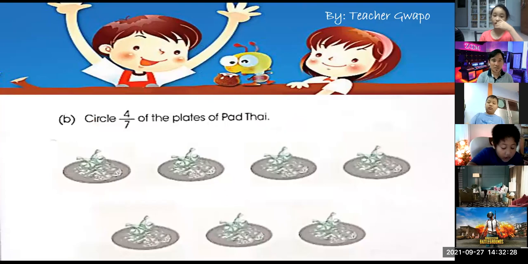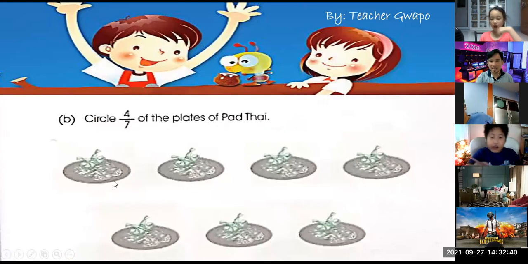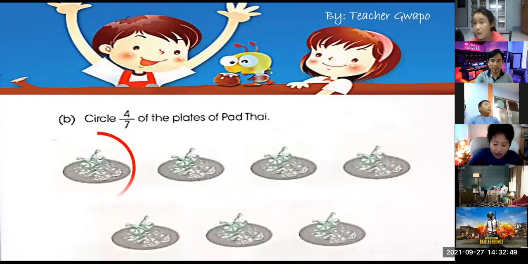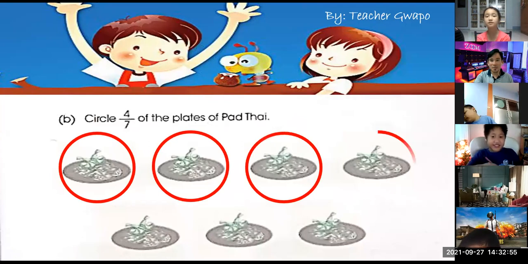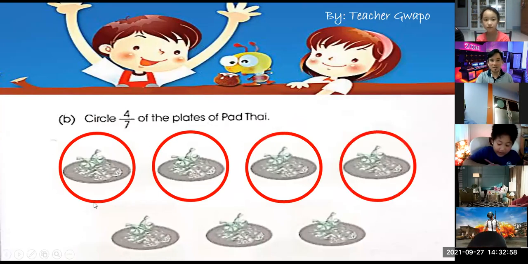Letter B. Circle 4/7 of the plates of pad thai. I love pad thai. One of my favorite foods in Thailand. So 4 out of 7 plates of pad thai. 1 pad thai, 2, 3, and 4. So out of 7, encircle the 4 plates. We call it 4/7 because out of 7, 4 are encircled here. So that's it.